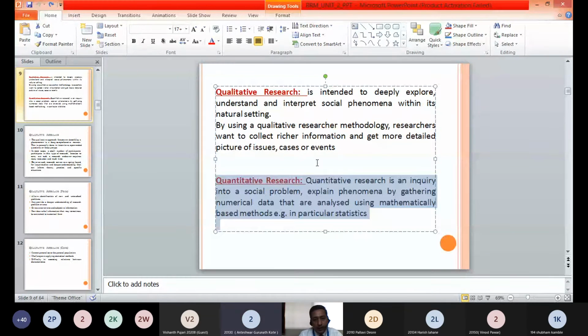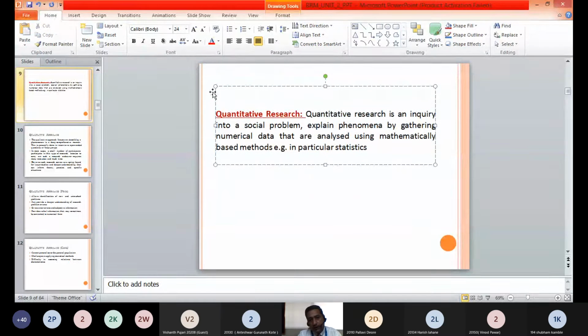Yes, sir. And another is quantitative research. Quantitative research, as the term suggests, is an inquiry into a social problem, or it explains phenomena by gathering numerical data. Quantitative research involves numerical data that are analyzed using mathematically based methods, particularly statistics. By using different statistical and mathematical models or methods, the numerical data will be analyzed.